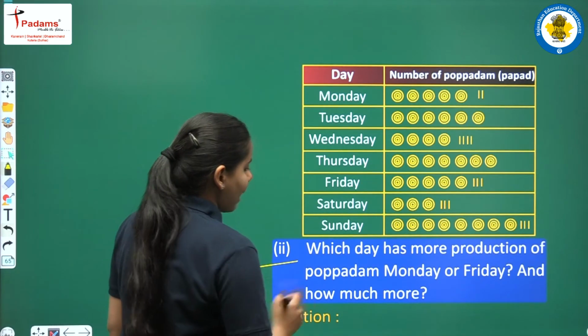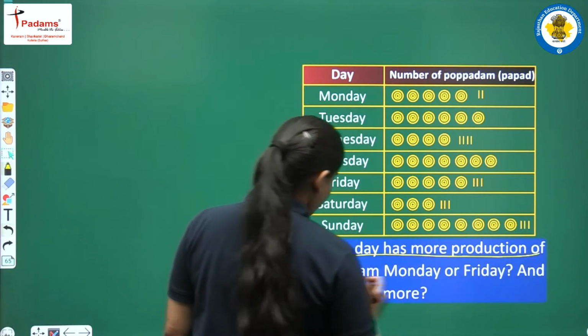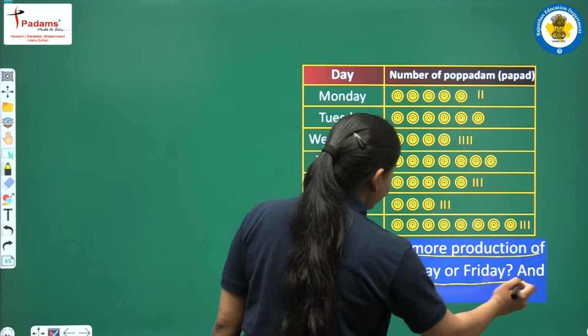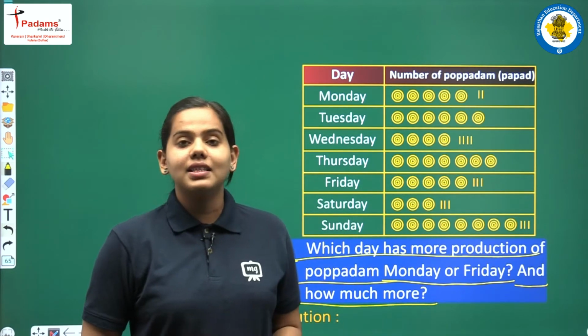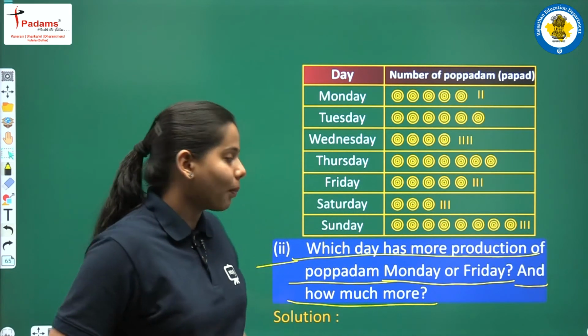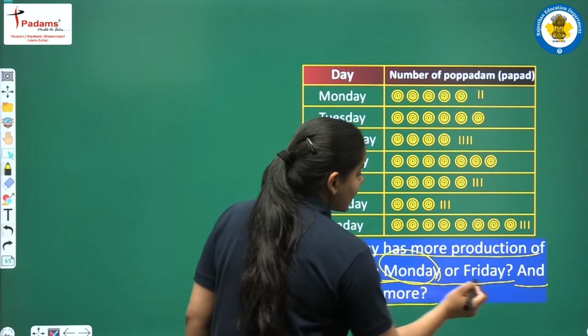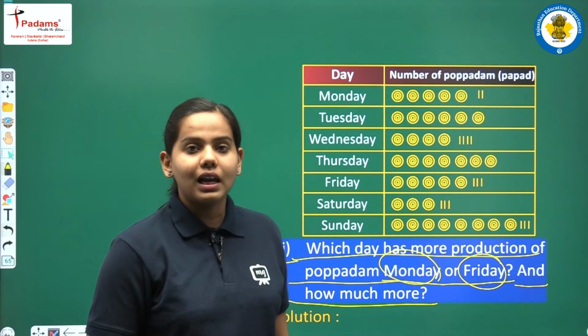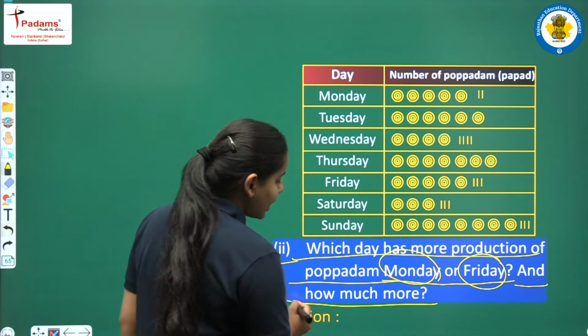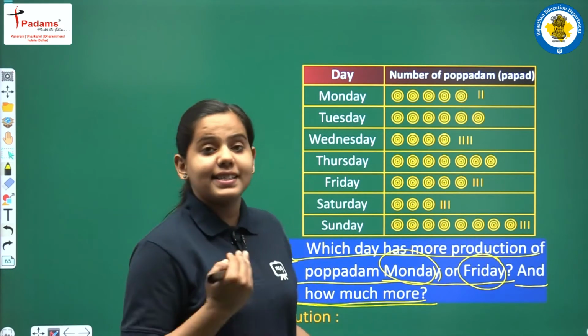Now in the same way let us move on to the next part of this question. This is the second part. Which day has more production of papadum, Monday or Friday, and by how much more? यहाँ हमें निकालना है किस दिन में ज़्यादा प्रोडक्शन है. यहाँ भी ऑप्शन दिया हुआ है, मंडे को ज़्यादा है या फ्राइडे को. अब जिस दिन में ज़्यादा है उसका हमें डिफरेंस भी निकालना है, बिकॉज हियर वी हैव टू फाइंड आउट बाय हाउ मच मोर, कितने से ज़्यादा है.